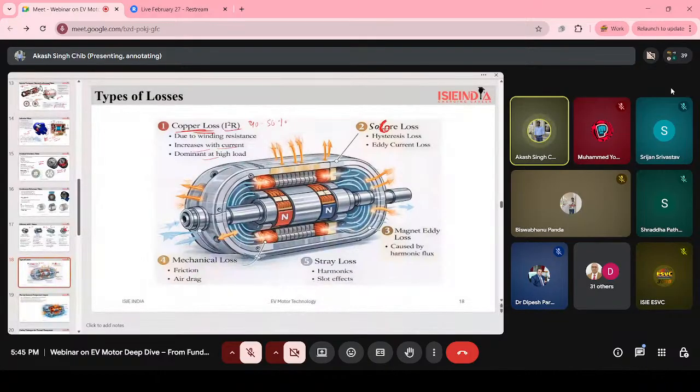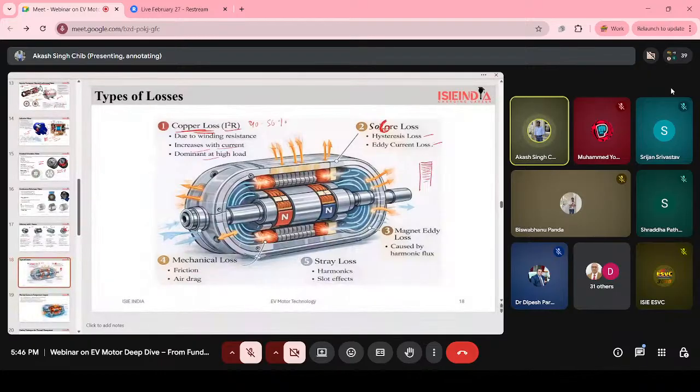Then the second one is our core loss. Core loss happens in the iron core. Iron core means the laminated core, which I told you about later. We have a laminated core like this in the motor. It has two parts: hysteresis loss and eddy current loss.